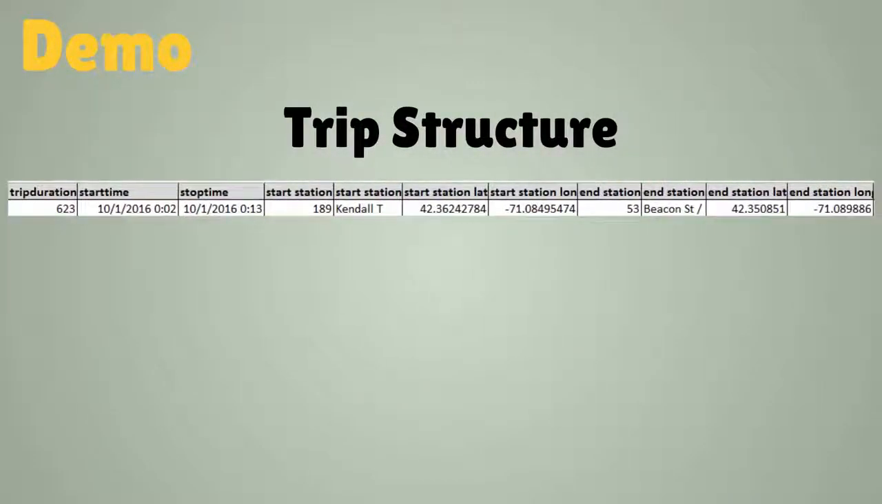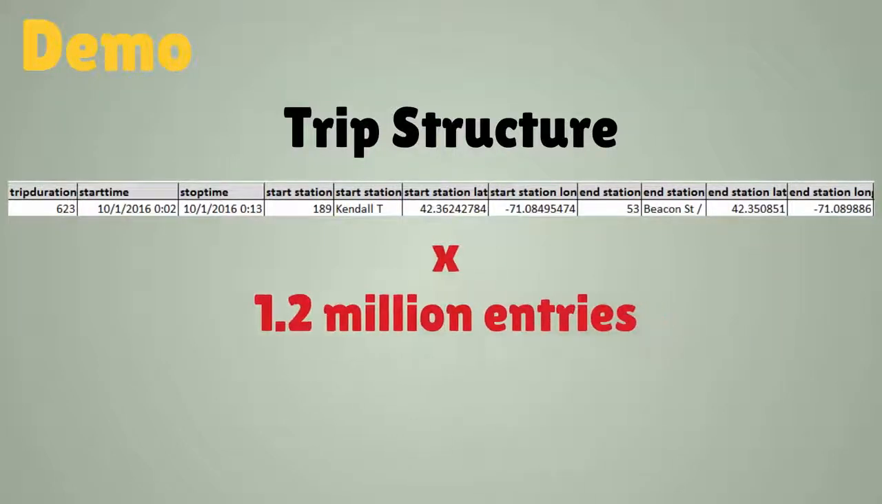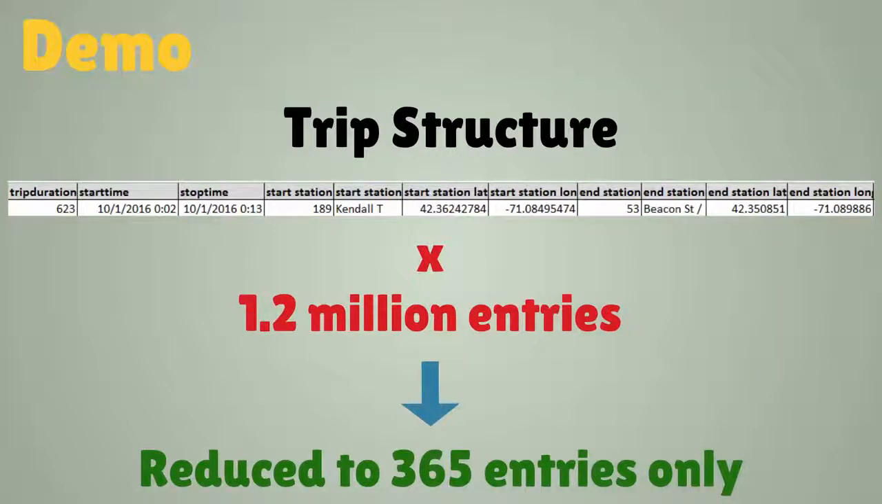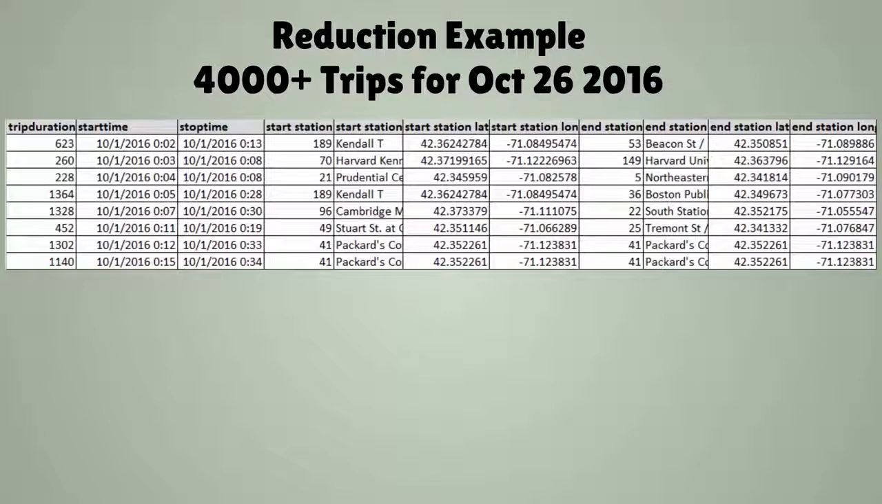of the commute trends. A typical bike trip entry looks something like this, which contains info like the duration, start and end times, and the source and target destination of the trip, along with their GPS coordinates. Our reduction mechanism reduces the 1.2 million trip entries into 365 entries grouped by each day of the year. To illustrate this method of data reduction, let's pick a sample day from the data like October 26. Looking at the raw data for that single day, it had more than 4,000 trip entries, which are logged by the minute and look something like this.